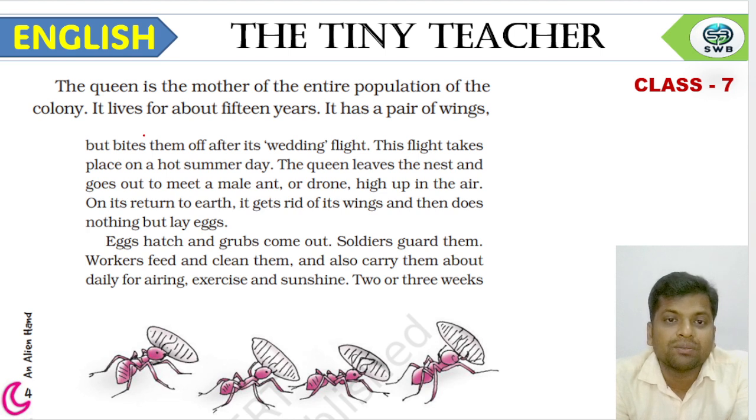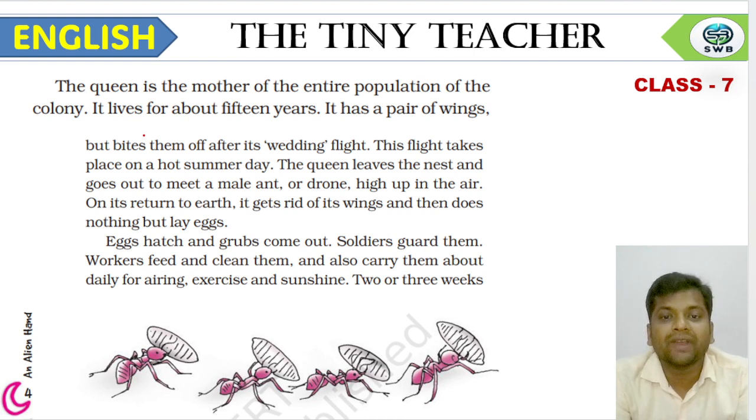It has a pair of wings but bites them off after its wedding flight. What happens in the summer season? This is the summer season we are enjoying nowadays. What happens to the queen ant in summer days? It takes a journey. Where does it go? It goes up into the air. Because she feels that she will get married, that means she tries to meet the male partner.